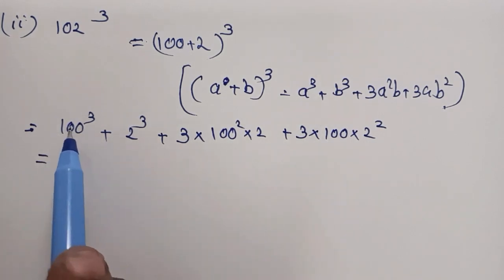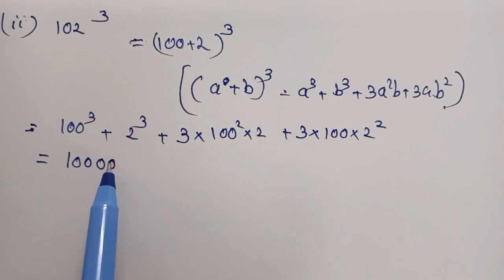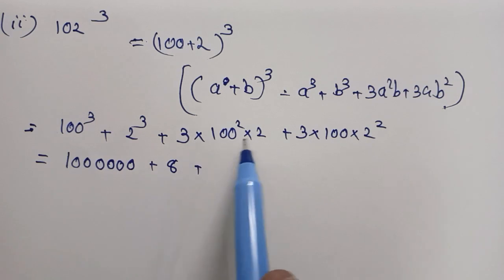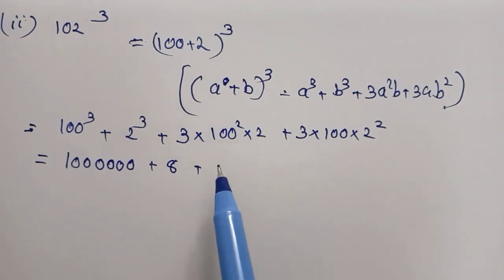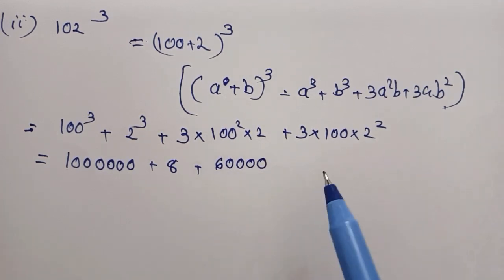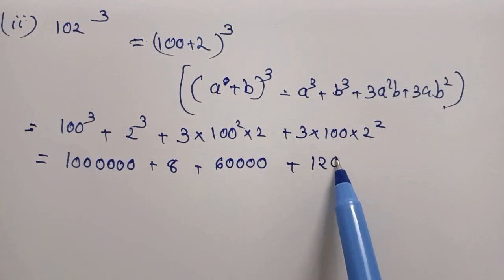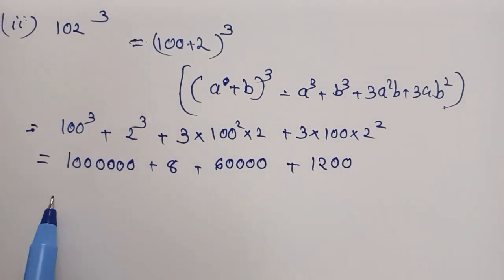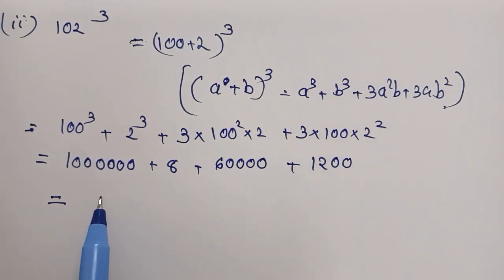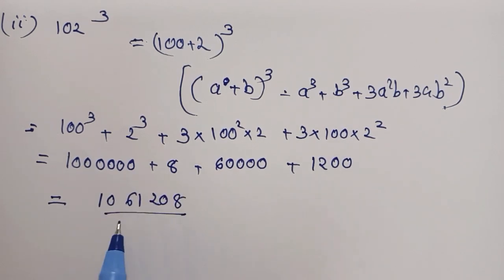100 cube has 2 zeros, 2 3s are 6 zeros will be there, that is 1 followed by 6 zeros. Okay, plus 2 cube, 8, plus 3 into 2 is 6, 6 into 10,000 that is 60,000, plus 2 2s are 4, 4 3s are 12, 12 followed by 2 zeros. When you add all these numbers, all have the same sign. So after addition, you get 1061208 as the final answer.